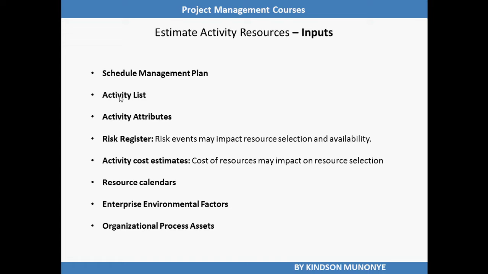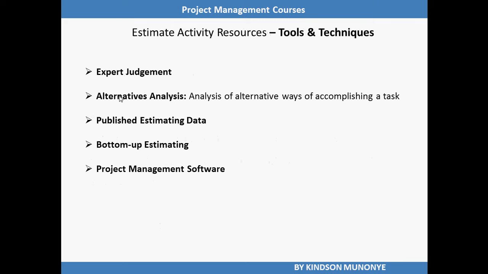Then we have the EEFs and the OPAs. Let's now examine the tools and techniques for estimate activity resources. The tools and techniques are as follows. Expert judgment. Yes, we need expert judgment for us to be able to have an accurate estimate of activity resources. Expert judgment guided by historical information can provide duration.